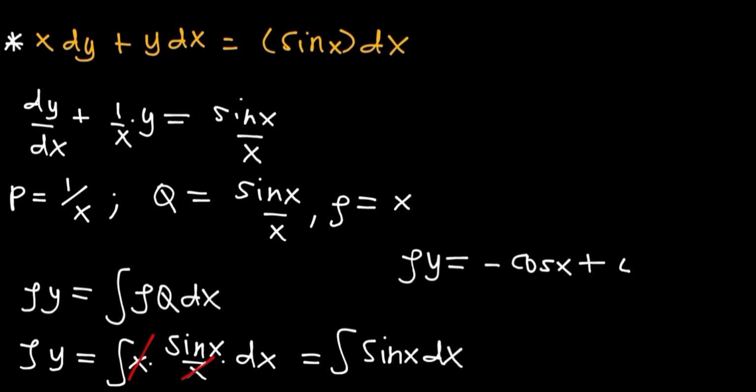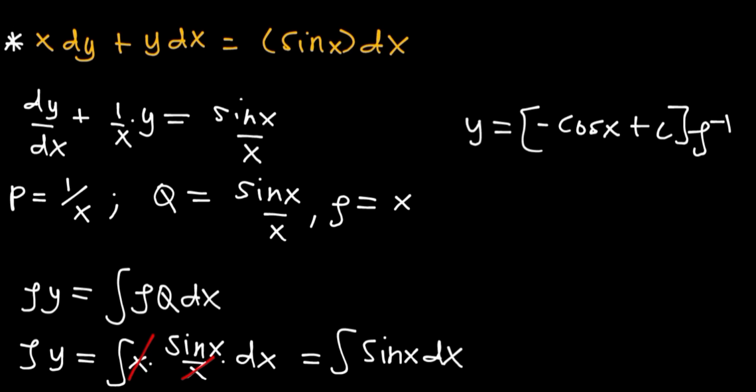So finding out y, we need to divide through by the integrating factor. I would write it over here. y is equal to negative cos x plus c, multiplied by rho to the negative 1.